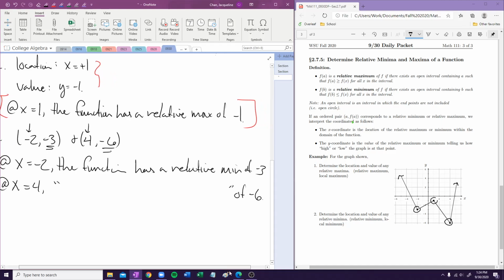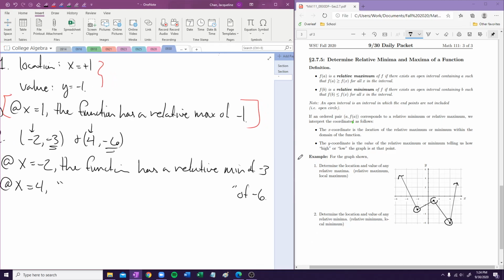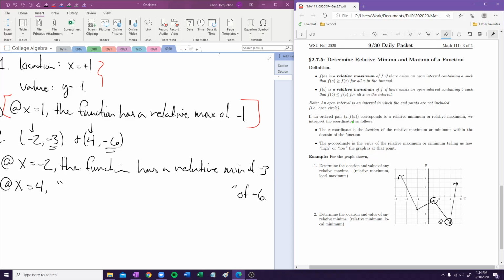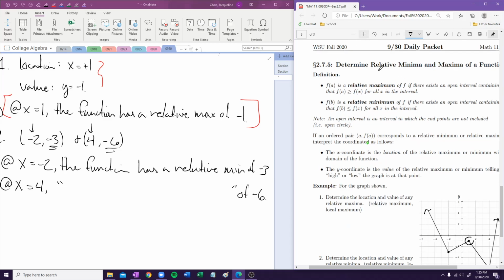So I guess I didn't really explain how I got these. Okay, that's what I paused for, just to think about explaining. Okay, but let's look at this relative maximum. What is the definition? So f of a is a relative maximum of f if there exists an open interval containing a such that f of a is greater than or equal to f of x. So how do we think about that?